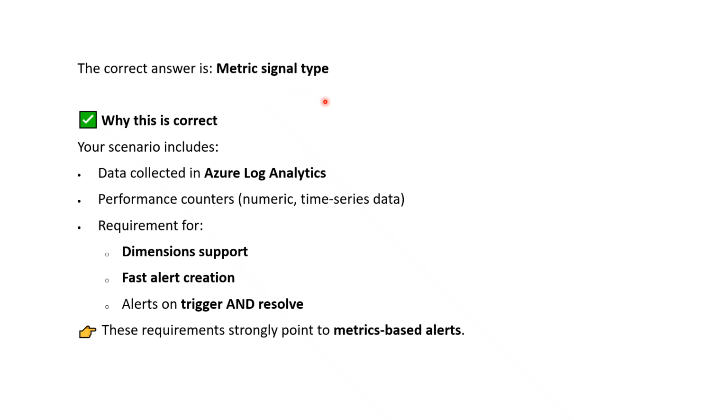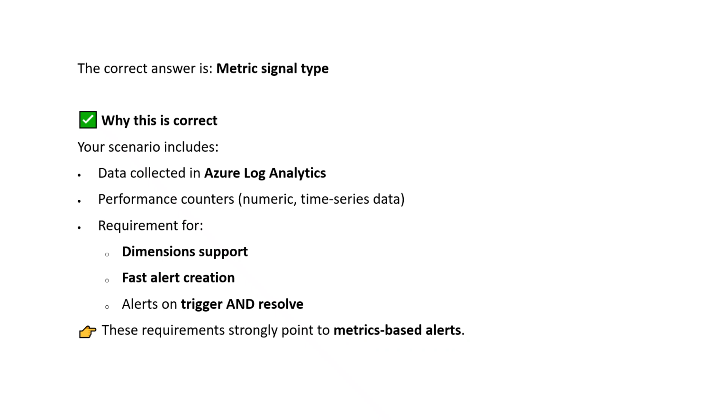So why is it correct? Let us analyze. What does the scenario include? Data collected in Azure Log Analytics, performance counters, numeric time series data, requirement for dimension support, fast alert creation, alert on trigger and resolve. So these requirements strongly point to what? They point to metrics based alerts. Metrics based alerts. Got it?